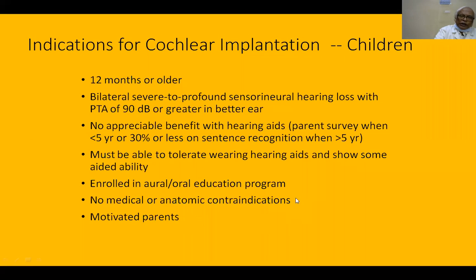There should not be any medical or anatomical contraindications, just like an adult, and the parents should be motivated. And here the patient is a child. The parents should understand the program. They should have realistic expectations. That is, what is the difficulty? What is the surgery? How is the surgery being done? How do you have to act after surgery? What are your responsibilities? Parents should be clearly understanding.